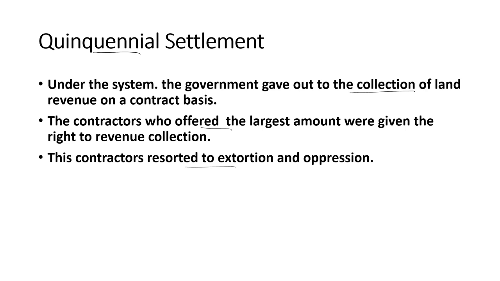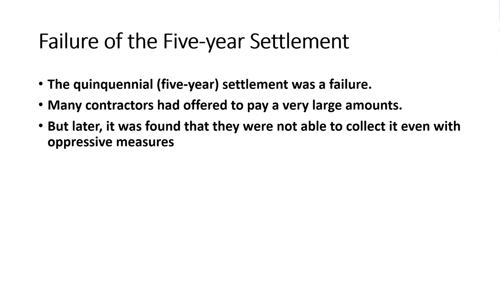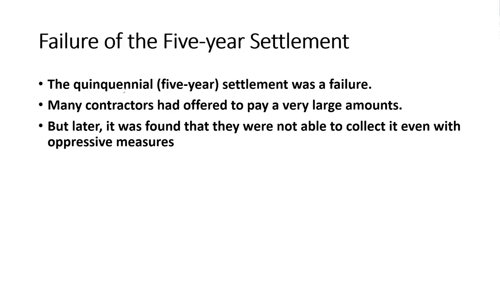Each district was placed under a district collector who had the overall supervision of the collection of land revenue, but the collector did not directly get involved in the collection of land revenue. He was at the district for managing the affairs of the collection of revenue. The direct collection of land revenue from the peasants was made by these contractors. This contractor system, the quinquennial system or 5-year settlement, was a total failure.